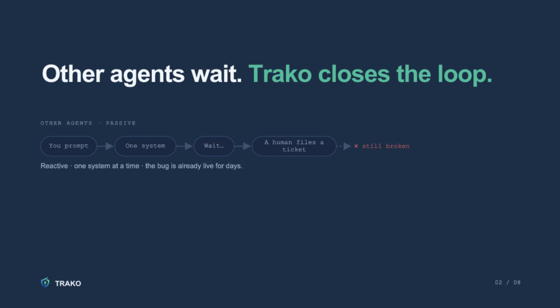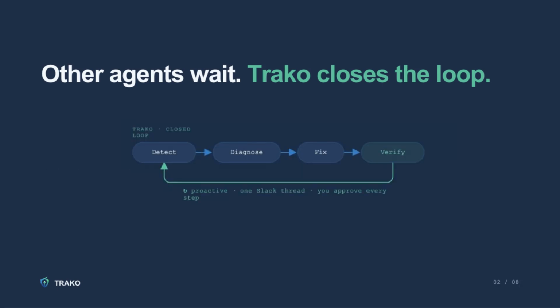The difference is that other agents fix code reactively. Someone has to first notice an issue, and it goes through a long chain before it gets passed to the engineers. Trako is proactive and it closes the loop. It detects the issue automatically, looks through all of your systems to see where the issue can be coming from, then suggests a fix. It will also verify the results.